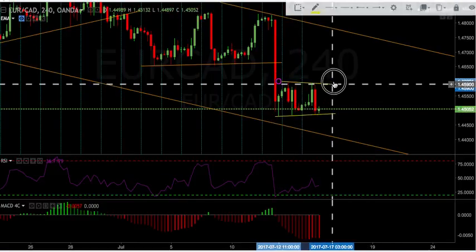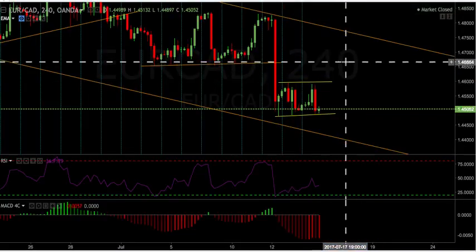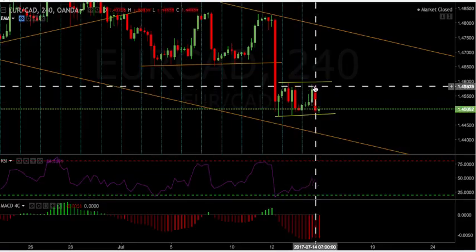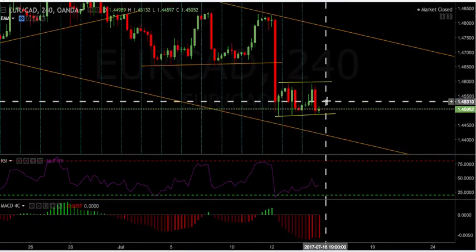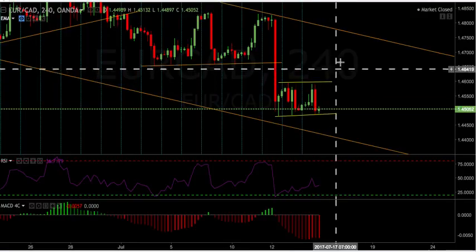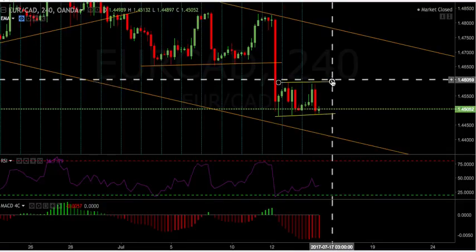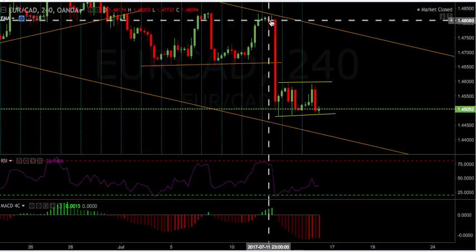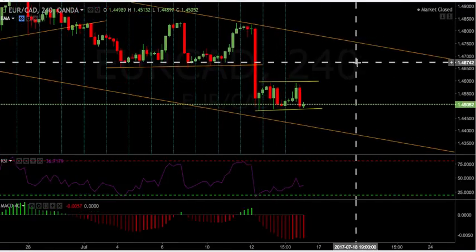We have a pattern. And our patterns move in waves of 3 and 5 waves. So we currently have 1, 2, 3, 4. So what we should be expecting this week is another move up, either breaking this pattern and causing us to rethink what's going on, or bouncing at this area and continuing lower. This is the power of our wave theory and the power of our patterns.